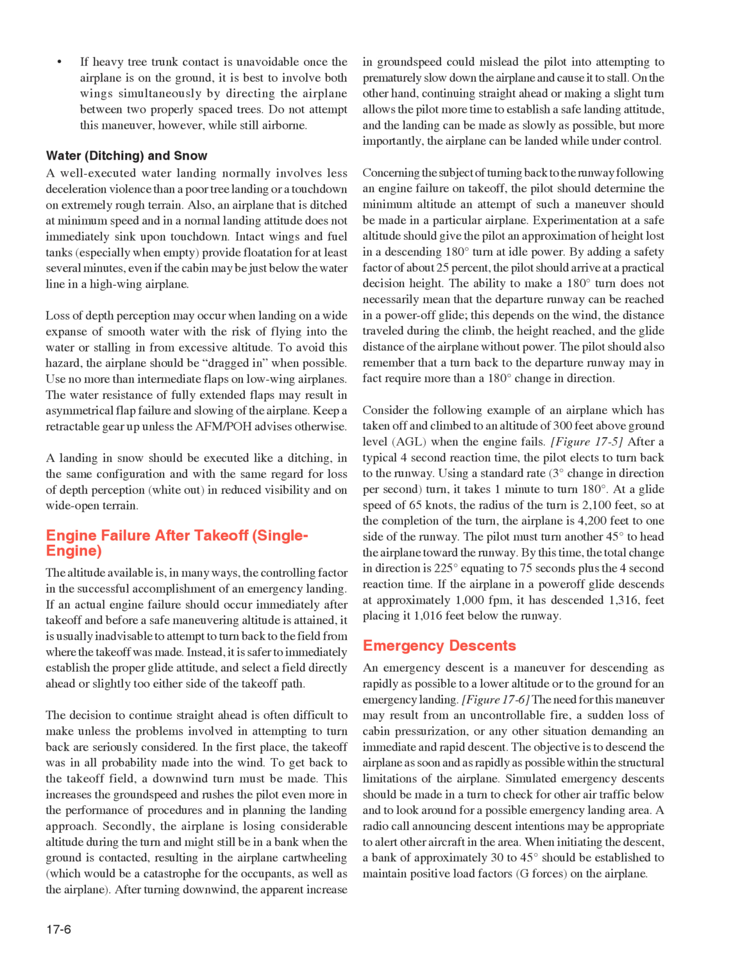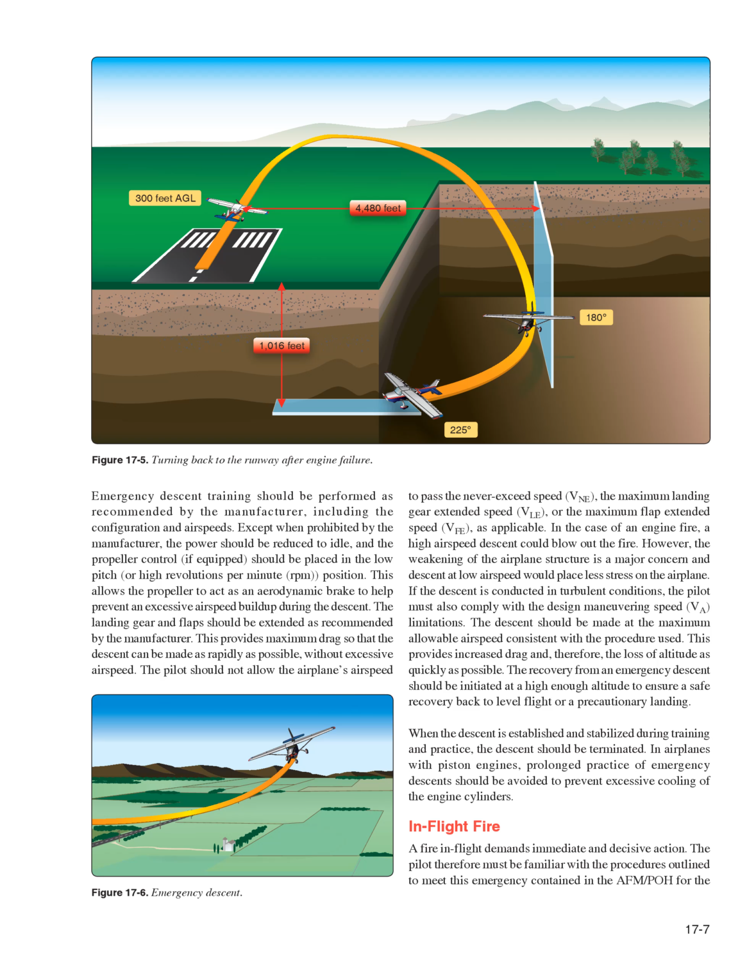A radio call announcing descent intentions may be appropriate to alert other aircraft in the area. When initiating the descent, a bank of approximately 30 to 45 degrees should be established to maintain positive load factors, G-forces, on the airplane. Emergency descent training should be performed as recommended by the manufacturer, including the configuration and airspeeds.